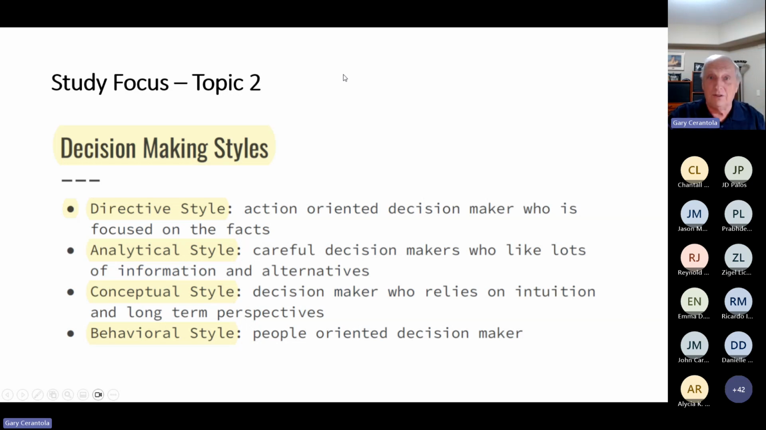Although I'm very conceptual, and I like to formulate ideas, and the conceptual style is all about your intuition and long-term perspectives, and seeing how this all comes together from a systems point of view. And then a behavioral style, I like to be liked, so a lot of the time I really will consider the people impact of these decisions. So what I'm trying to tell you is that it's not just one style; you have a predominant style.